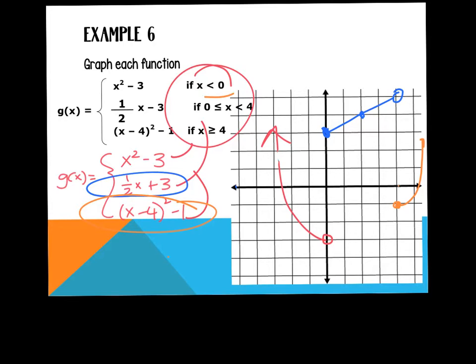So where it's not "or equal to," that would have been an open dot. This would have been an open dot. And then where it is "or equal to" would have been the solid points. You with me? Questions? Okay, so let's plug in some values.